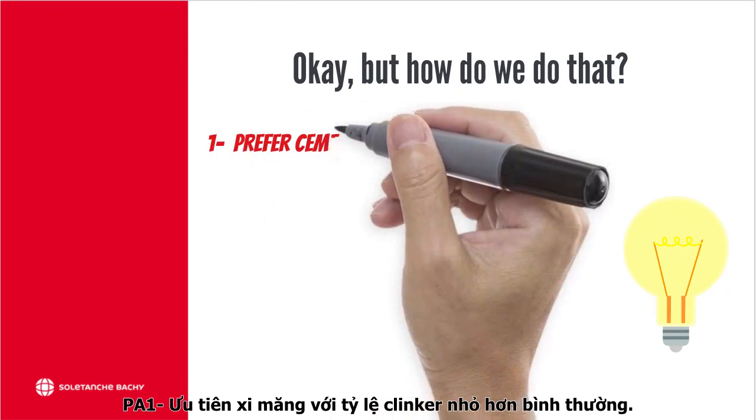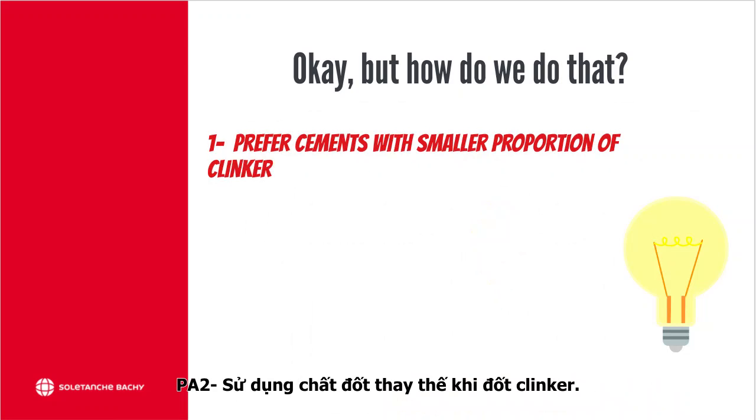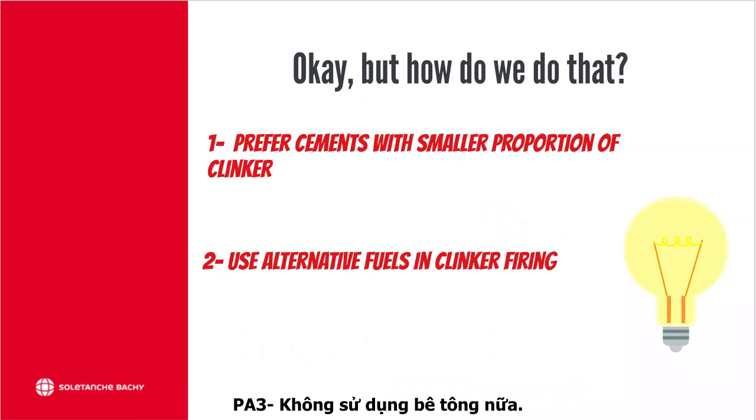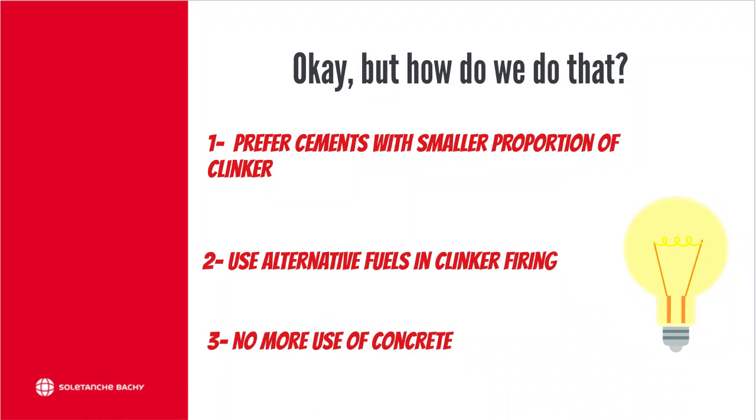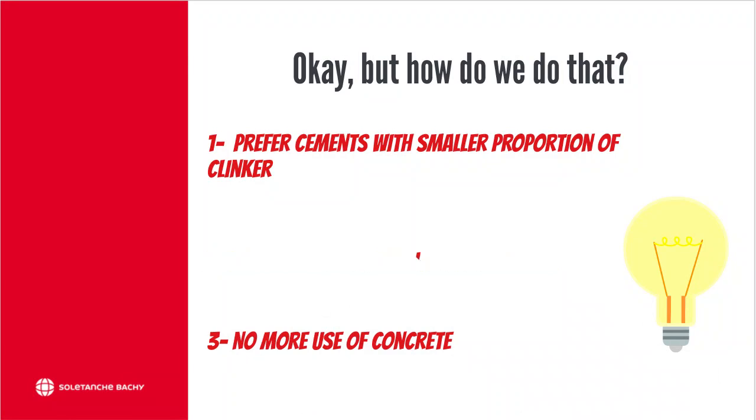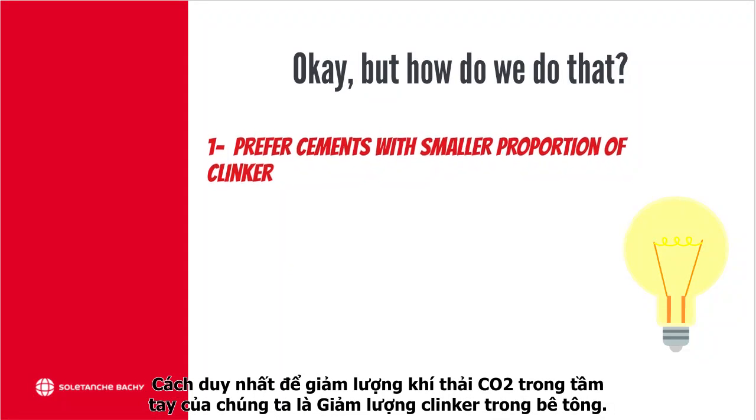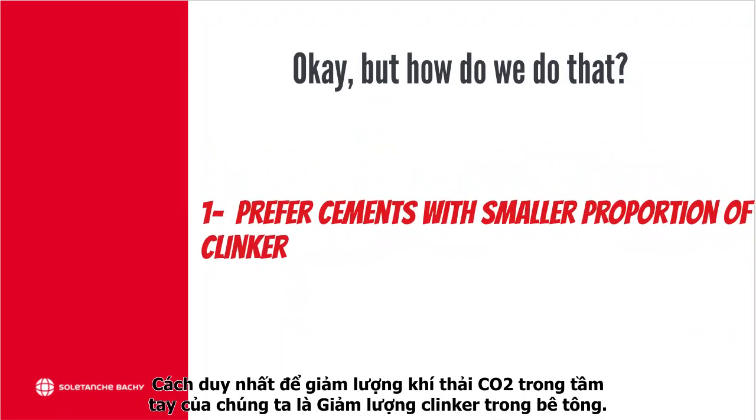Option 1. Prefer cement with a smaller proportion of clinker. Option 2. Use alternative fuels in clinker firing. Option 3. No more use of concrete. The only way to reduce the CO2 emissions within our grasp is to reduce the amount of clinker used in the concrete.